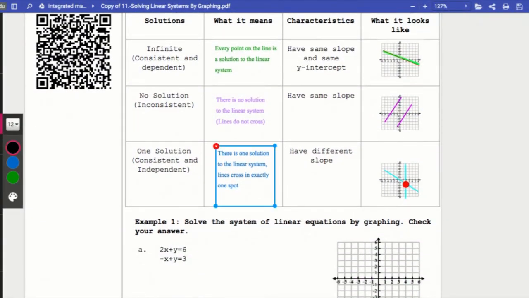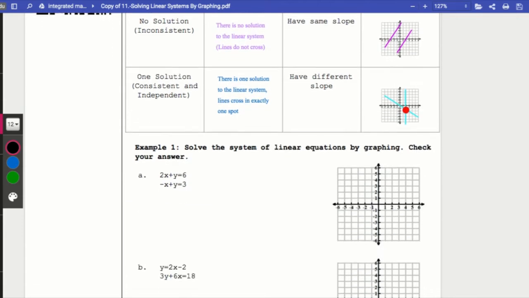And then finally, one solution, which is the one we're most familiar with, usually when we graph. It means that there is a solution and there's only one, and they cross at the exact same spot. The characteristics that the equations share is that they just have different slope and different y-intercept. Or they could have the same y-intercept, but they do have different slope. Notice here, I got a line with a negative slope, I got an undefined slope, and they cross right there, which is the solution.